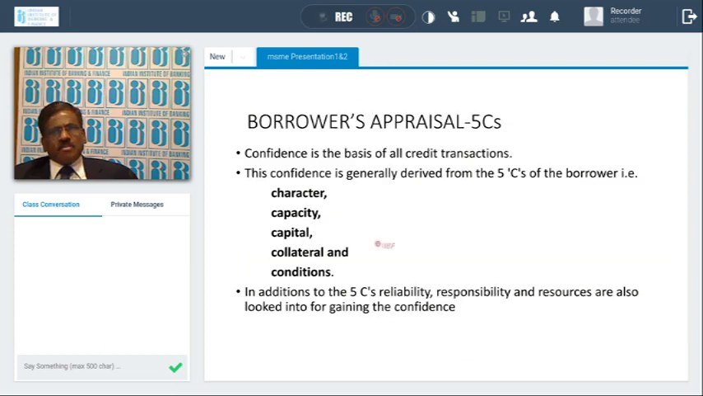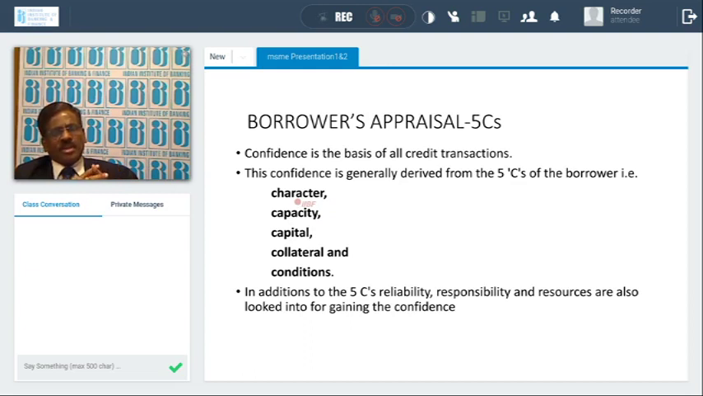In the appraisal, we go by certain 5 C's; just remember the 5 C's. What is the character of that borrower? Even if he has the capacity, whether he'll be able to repay it or not. You can judge it from your interviews with the borrower. What is his capacity? Whether he has the professional experience, the academic background, etc. You can analyze his capacity.